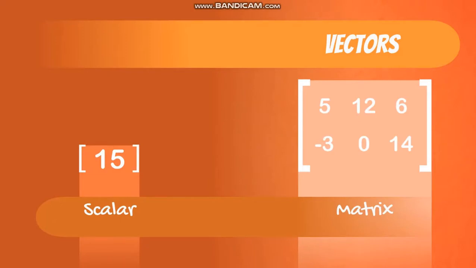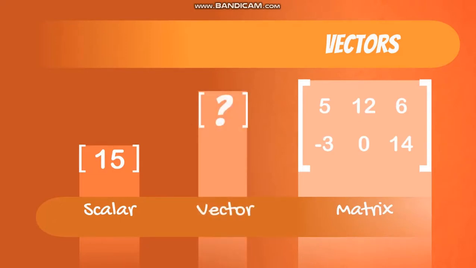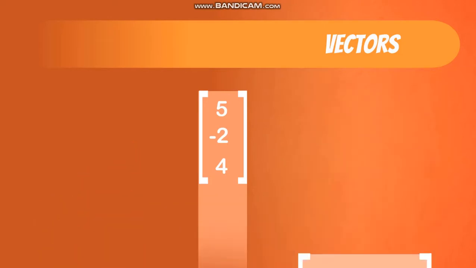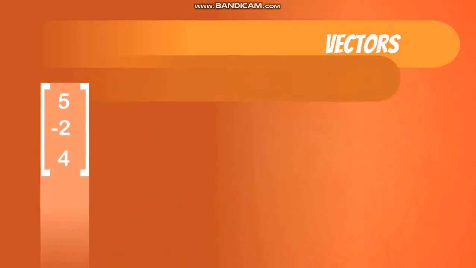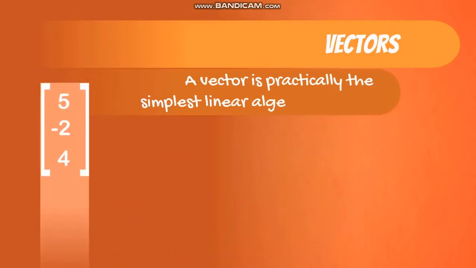Vectors are also very common objects in linear algebra. They sit somewhere between scalars and matrices as they have one dimension. Here's a vector with three elements: 5, -2, and 4. Notice that this vector is nothing more than a 3x1 matrix. Its single dimension is the number of rows it has. Since a scalar is basically a number, a vector is practically the simplest linear algebraic object.